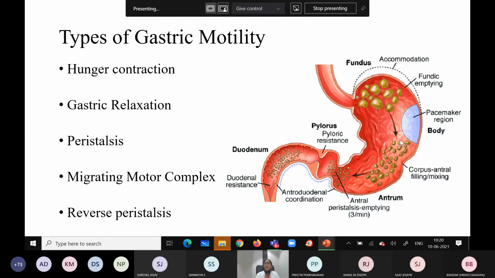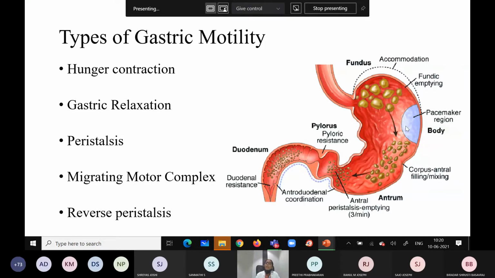rhythm, BER. Like our heart has the SA node and sinus rhythm, isn't it? Like that our stomach also has a pacemaker. This is the pacemaker region, which is on the upper part of the body of the stomach. From here the basal electrical rhythm will start.